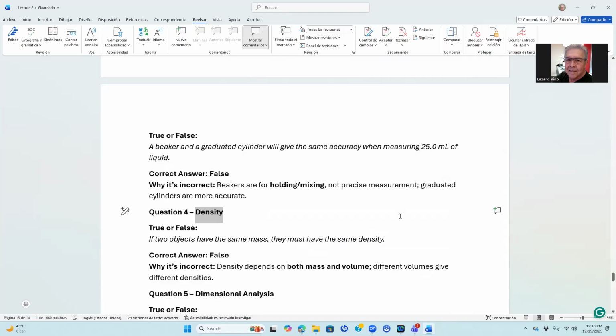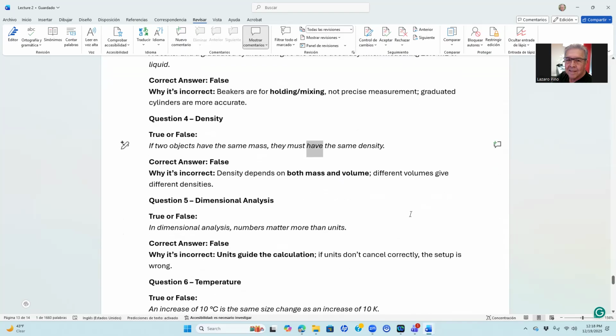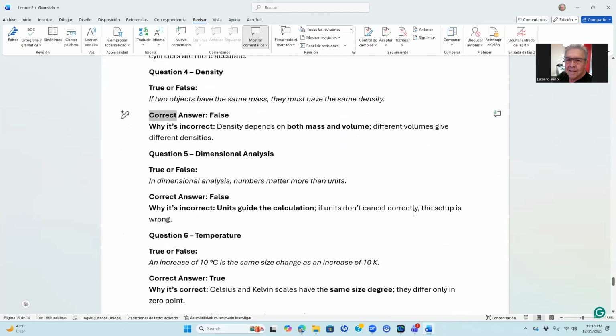Question 4. Density. True or false, if 2 objects have the same mass, they must have the same density. Correct answer: False. Why it's incorrect: density depends on both mass and volume. Different volumes give different densities.